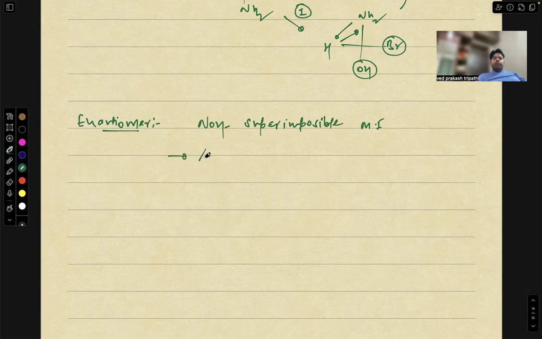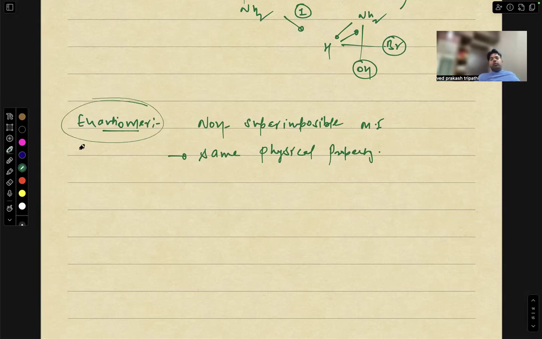And they have the same physical properties. Why do they have the same physical properties? Because they are just mirror images. There is no change in bonding pattern, no change in intermolecular forces. It's just a mirror image. Okay.